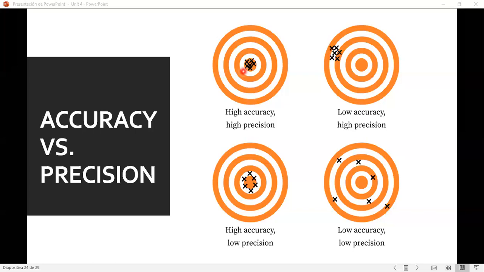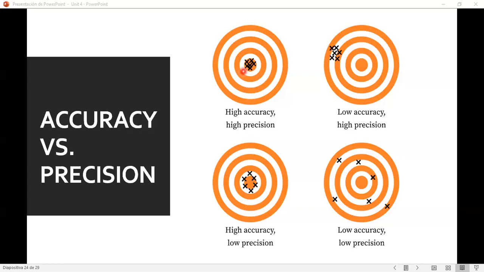Now, in the last circle, you might notice that if we have a low accuracy and also a low precision, that means that the crosses are going to be all around the circle, not in the center, not together. Why? Because there's no precision and no accuracy.